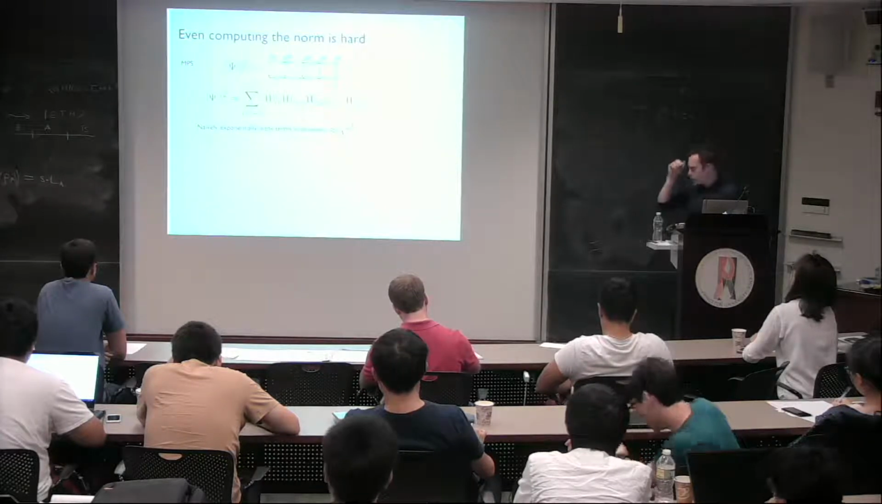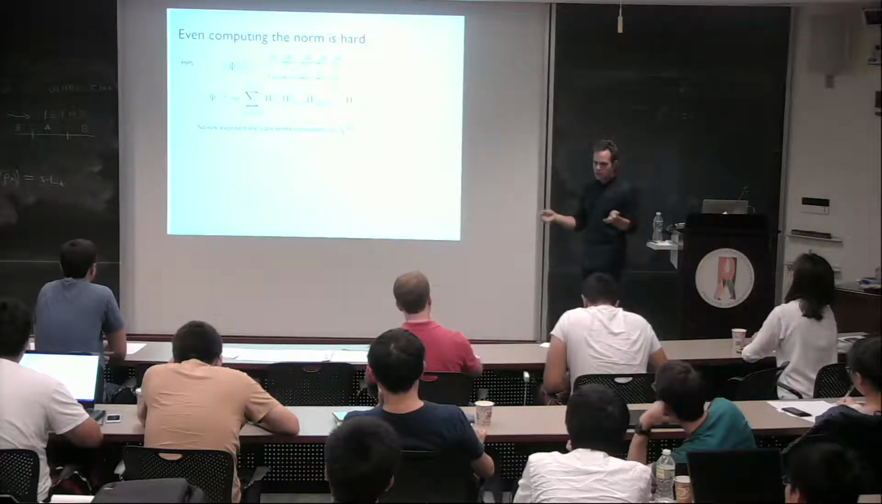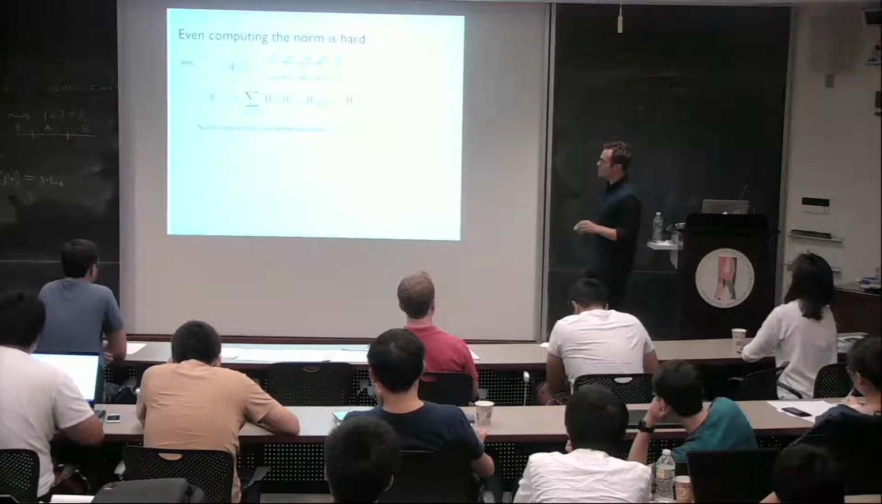Okay, so what's difficult about working with the 2D PEPs? Well, let's consider the simplest thing you'd want to do. I have some variational wave function. You choose the tensors, you get a wave function. Suppose I just want to compute the norm of the wave function.